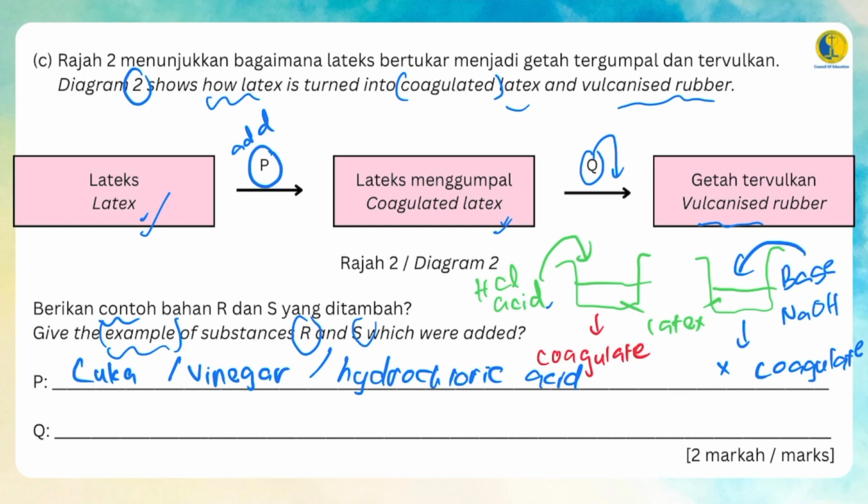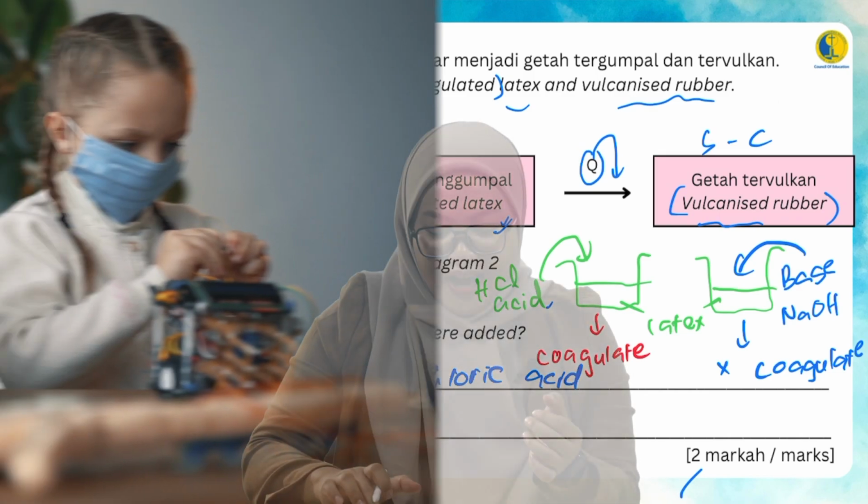How do you turn it into vulcanized rubber? Okay, you just add sulfur. Remember, vulcanized rubber is a natural rubber that is heated up or infused with sulfur linkage or sulfur cross link. Okay, settled. 2 marks. Guys, 5 marks in your hand. Easy peasy. Okay, so this is all for Section A.